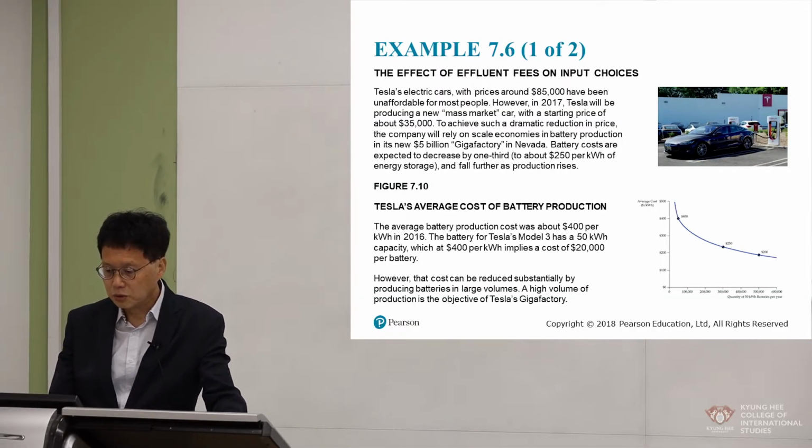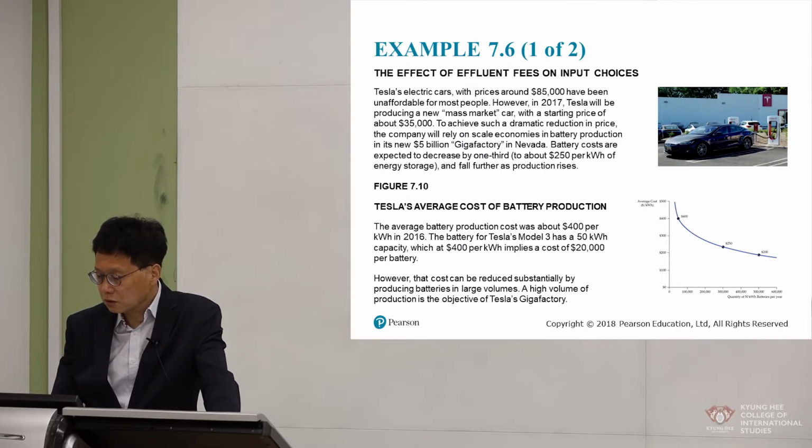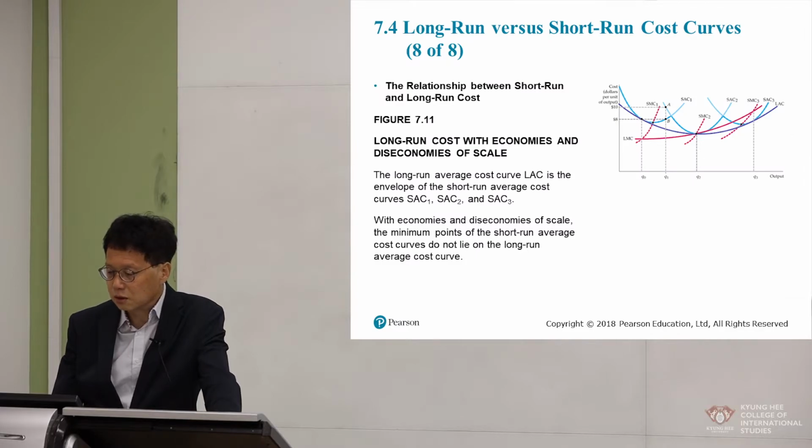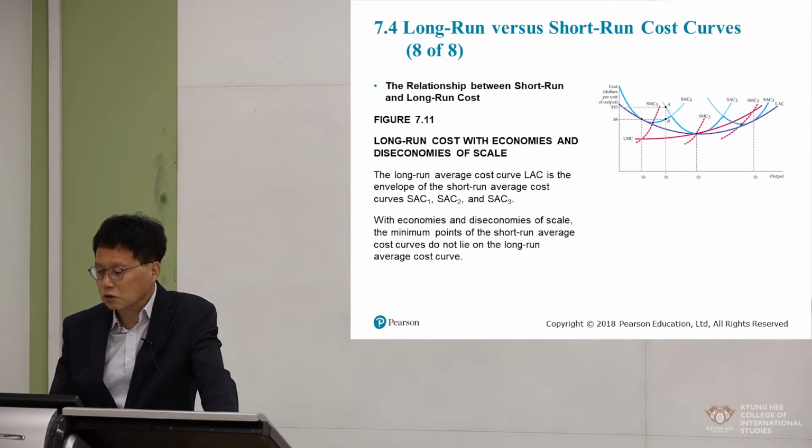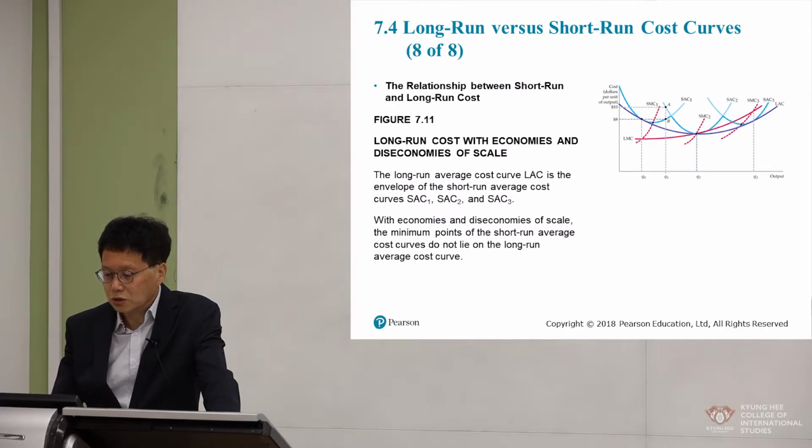Okay, example, the effect of effluent fees on output choice. I'd like to skip this and we go to the next section. Long run versus short run cost curve. The relationship between short run and long run cost. Long run cost with economies and diseconomies of scale.